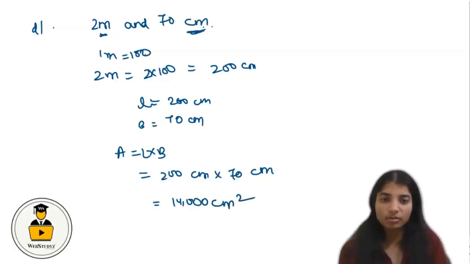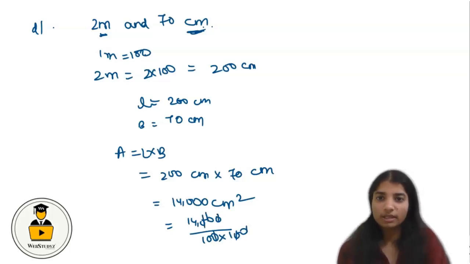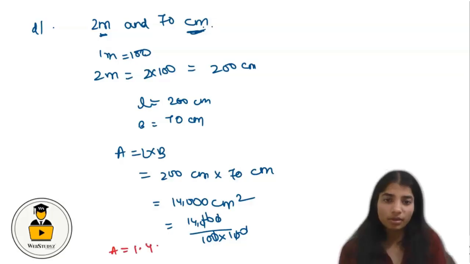We can convert this into meter. So we are going to divide this, 14,000 divided by the 100 multiplied by the 100. So this 0 to this 0 cancel, this to this cancel. So when we solve the value, we get the value of area as 1.4 meter square. So this is the answer to this part.